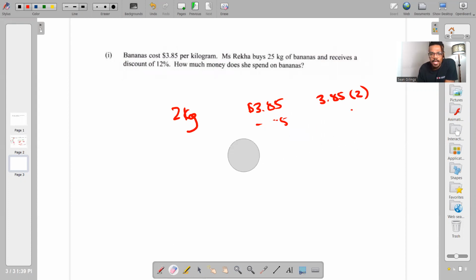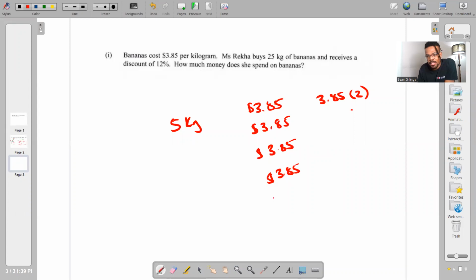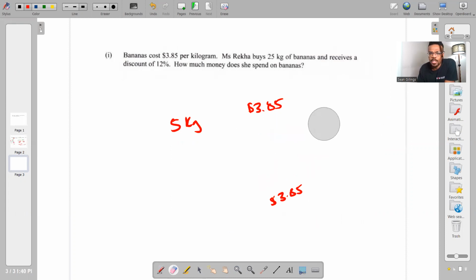Now, if I said I have 5 kilograms of bananas, you can guess you're going to have 5 of them. Each kilogram will cost you $3.85, so I would have 5 of them. Another way of writing this, since it's tedious, is 385 times 5. Multiplication is a simplified way of adding up 5 of the same thing. Let's jump right into the question.